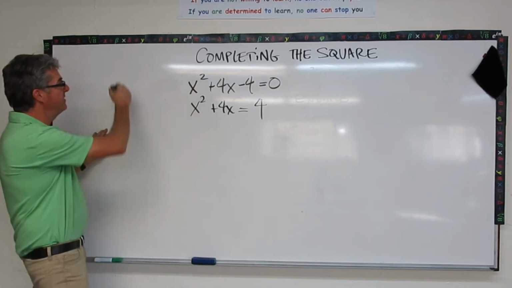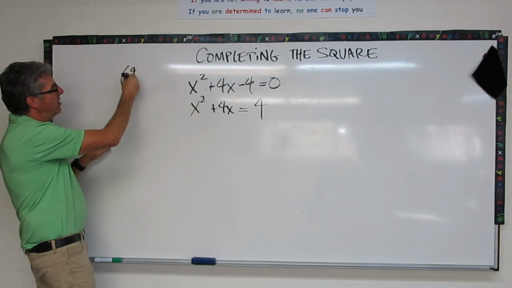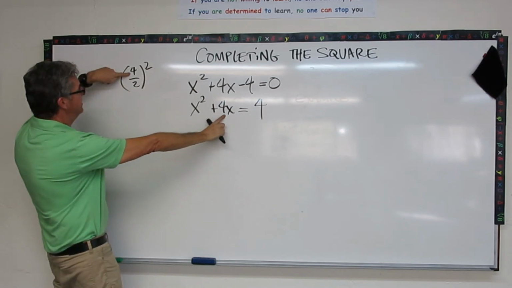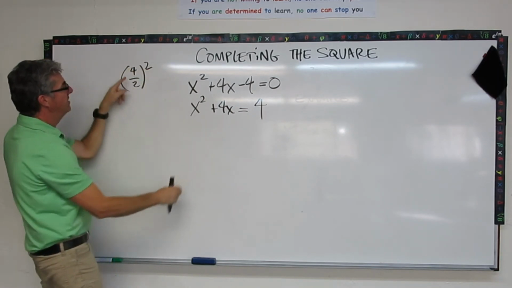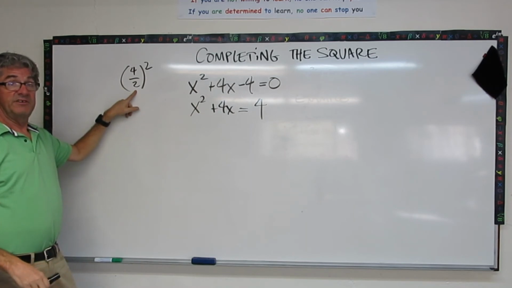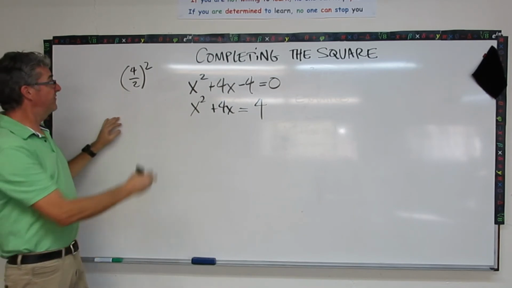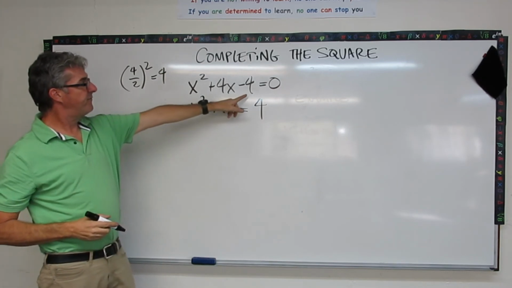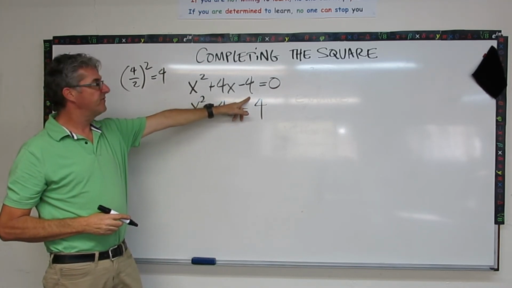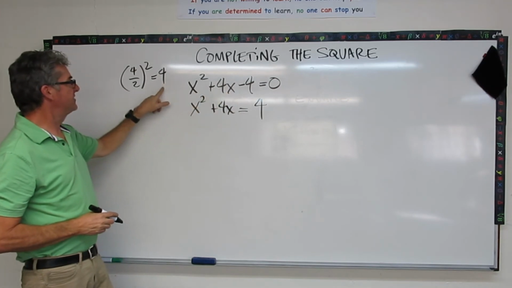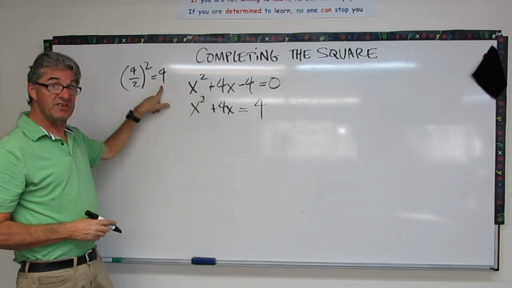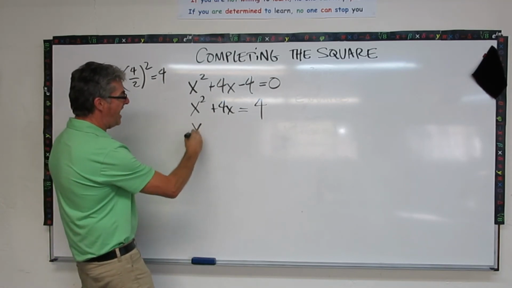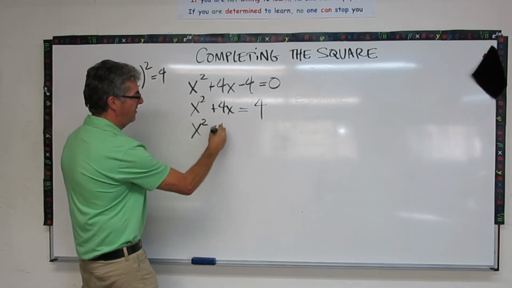Now I need to find my b over 2 squared. So that's 4 over 2 squared, because the 4 is the b term. b over 2 squared. So 4 over 2 is 2, squared is 4. Wow, that's kind of interesting. I had a 4 over here already. The only difference was this is a -4, this is a +4. So that is a difference, and it means that we had to complete the square. So now I'm going to add that to both sides.